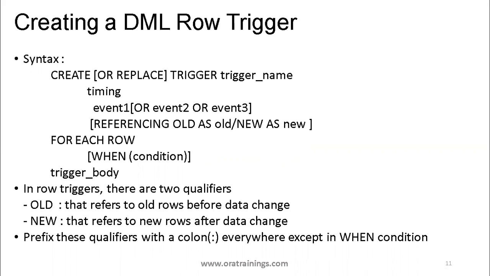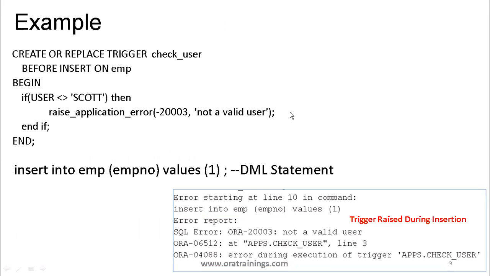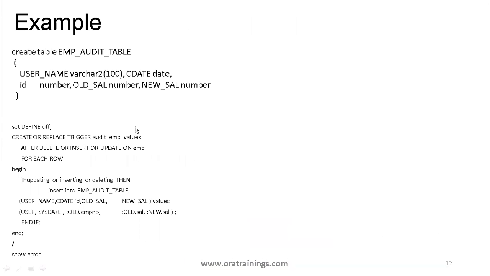Then for each row on which condition. Old refers to, let us say when you're performing an updation, you can get the old value using old dot your particular column, and with new dot you get the new value. You can get that in row triggers. Now just see this example, then we can get more clarity.